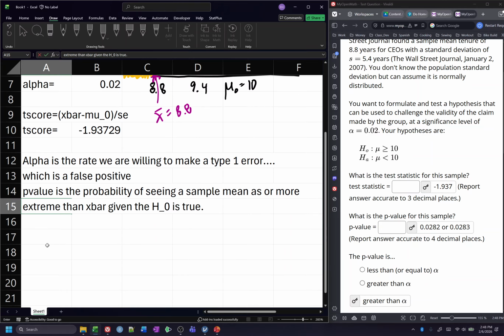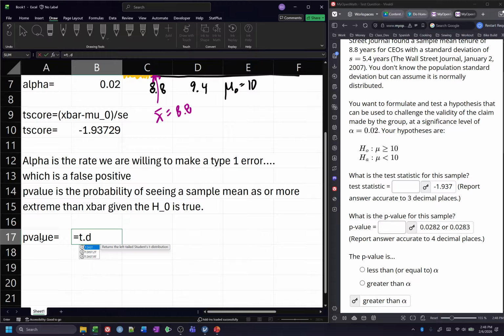Okay, in Excel, we can calculate the p-value with a handy little piece of code. We can do t.dist, and there are 3 options here. If we are doing a left tail test, we use just t.dist. Let me put up a note here.